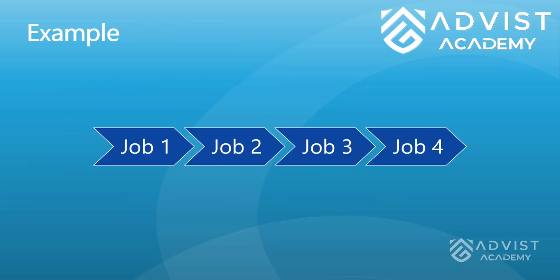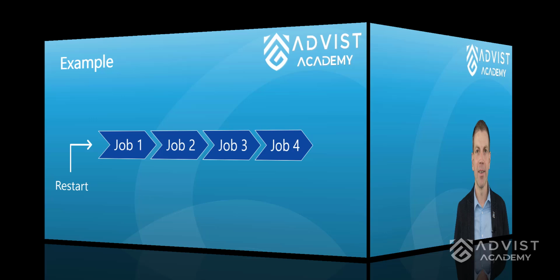If, in the example shown, job 2 has an error and therefore terminates, job 3 and job 4 are not executed. The next time this job chain is called, job 1 is started again.